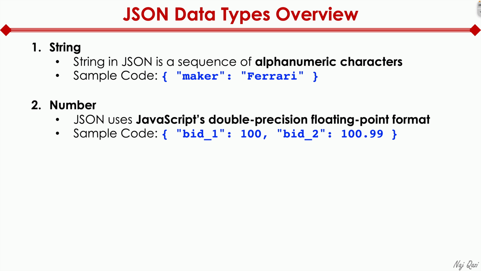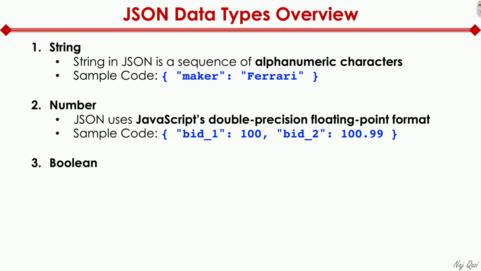the value. And also notice between bid_1 and bid_2, I've got a comma and then a space, and then the next key value pair. So you see, to separate key value pairs, we have to have a comma in between different key value pairs.